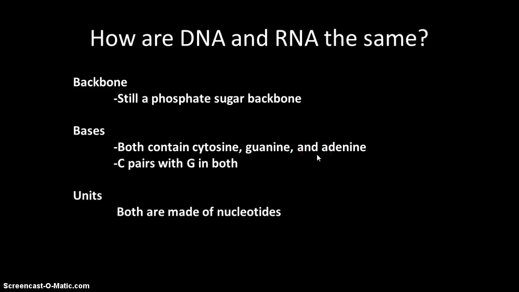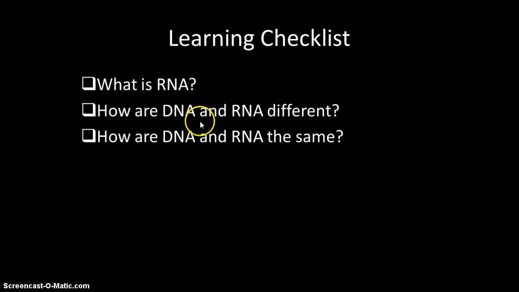Units, both are made of nucleotides. It doesn't matter if it's A, C, G, T, or U. Each of those compounds with the base, sugar, and phosphate is still considered a nucleotide. Okay, here's our checklist. Make sure we've got this.